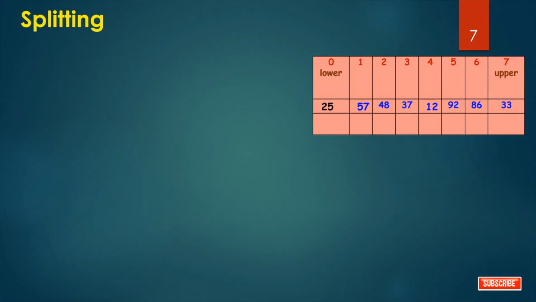I am writing one function for splitting. This is our array. There are 8 elements, so the index starts from 0 to 7. So the lower index is 0, the upper index is 7. If there are n elements, then the index starts from 0 to n minus 1. So the lower index is 0, the upper is n minus 1. These are the indexes and these are the values of the array.